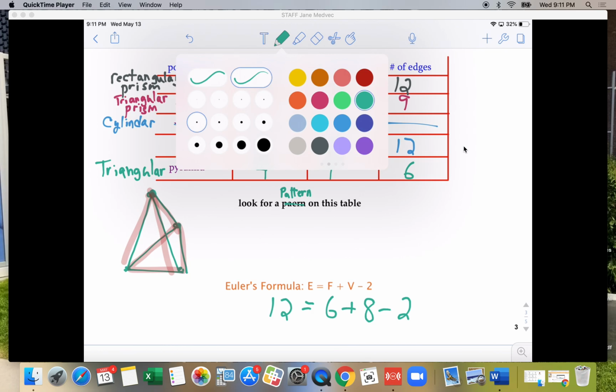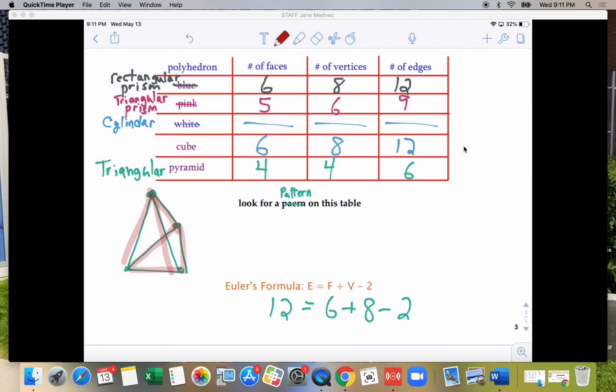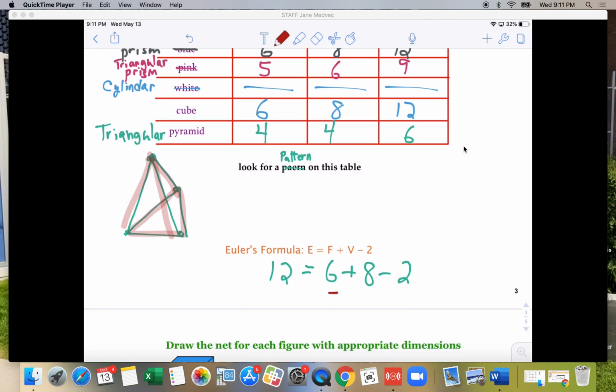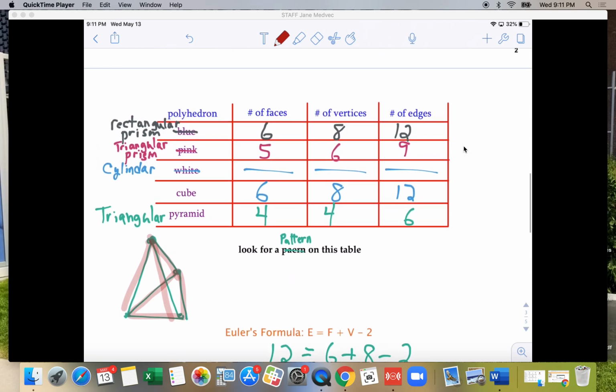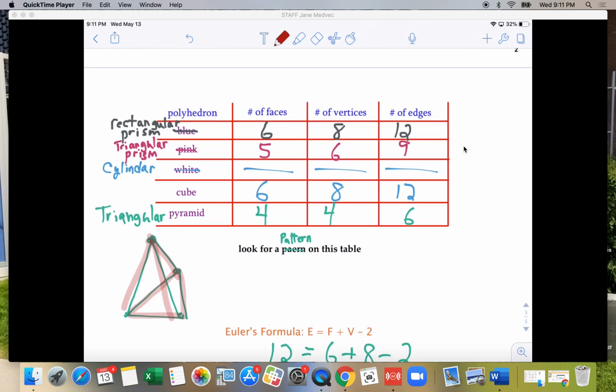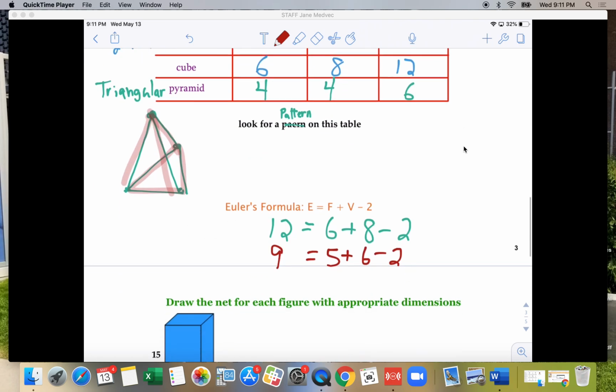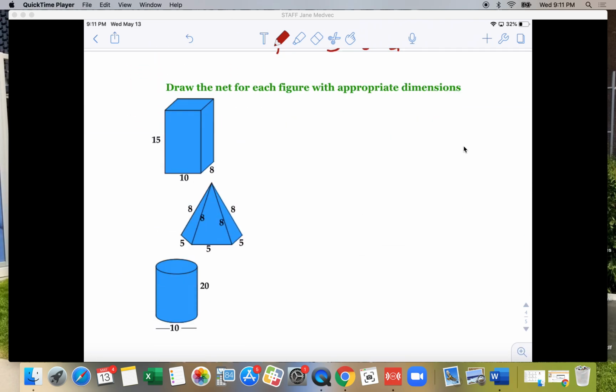If I take a look at the pink line, the triangular prism, I'm going to look at the number of faces plus the number of vertices. I'm going to subtract 2, and that gives me 9, which is the number of edges. So you're going to notice that Euler's formula also works when we're talking about faces, vertices, and edges of polyhedrons.